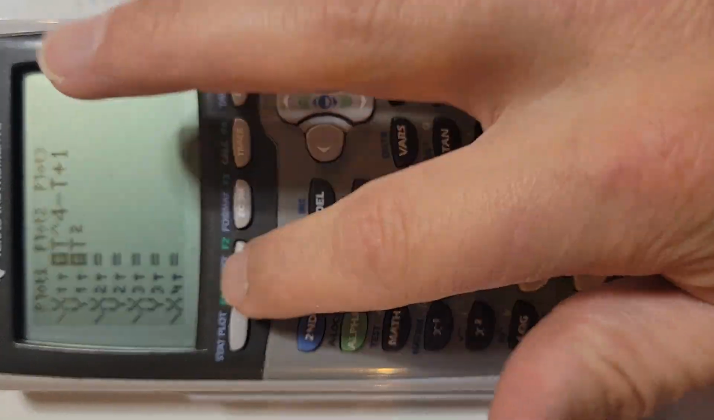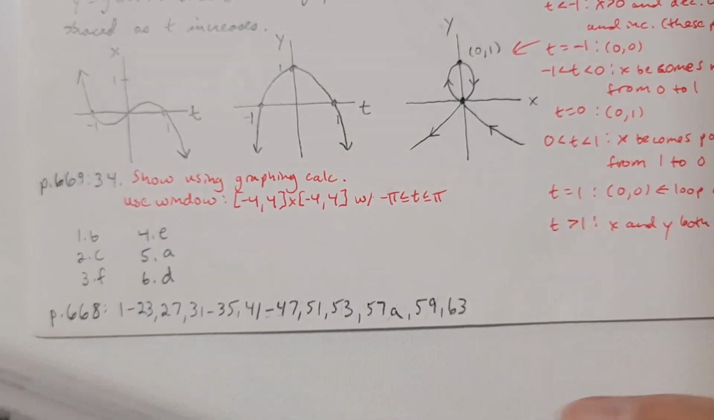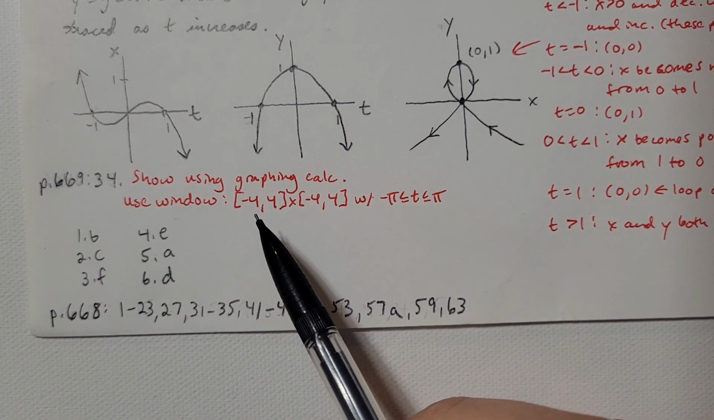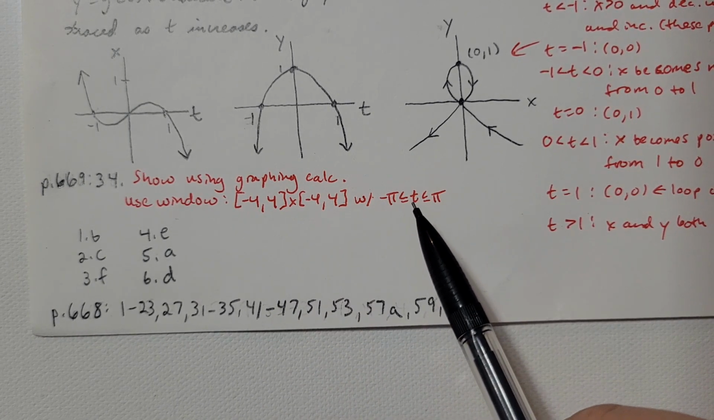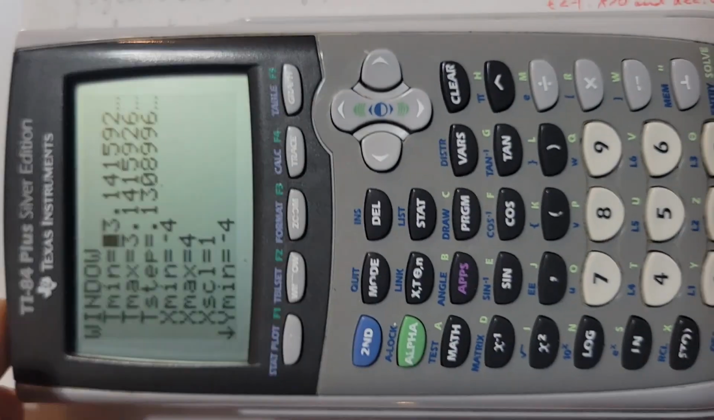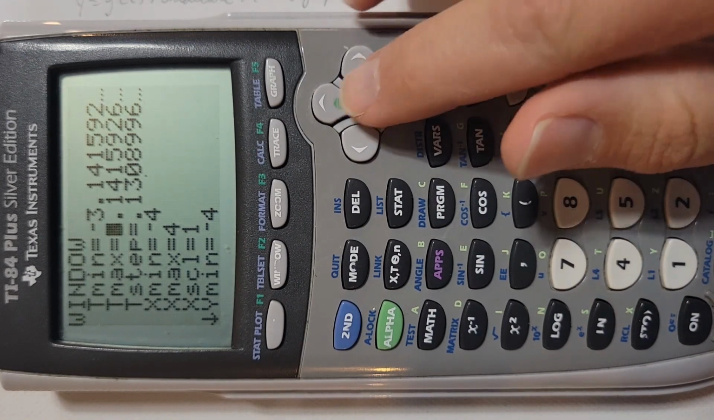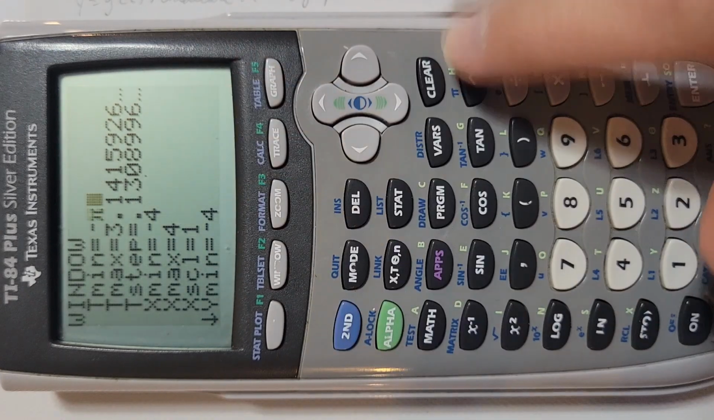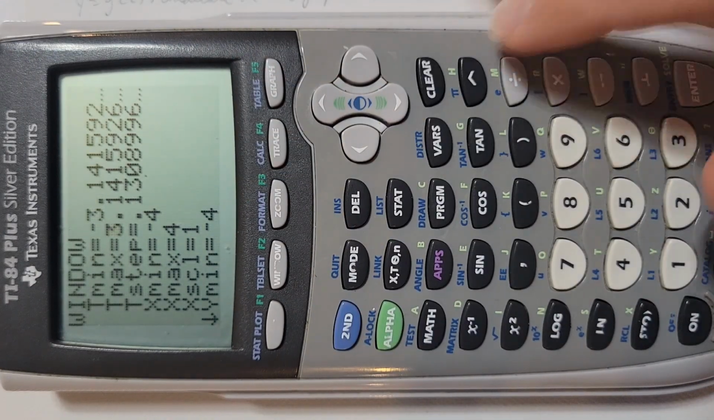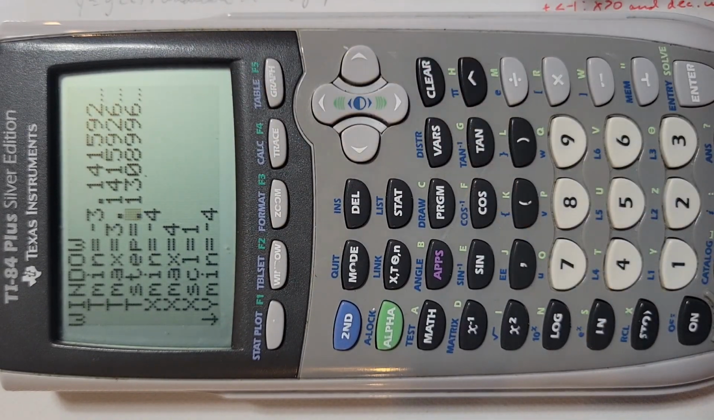And now, just to make sure, the window settings will be important here. For this problem, I have the window set at -4 to 4 on both the axes, and I'm having the t values go from -pi to pi. Now, if I'm not seeing the entire graph, I'd want to adjust the t values, the t min and t max. So I'm going from -pi to pi. The t-step, never mess with the t-step. That's a default setting in your calculator.